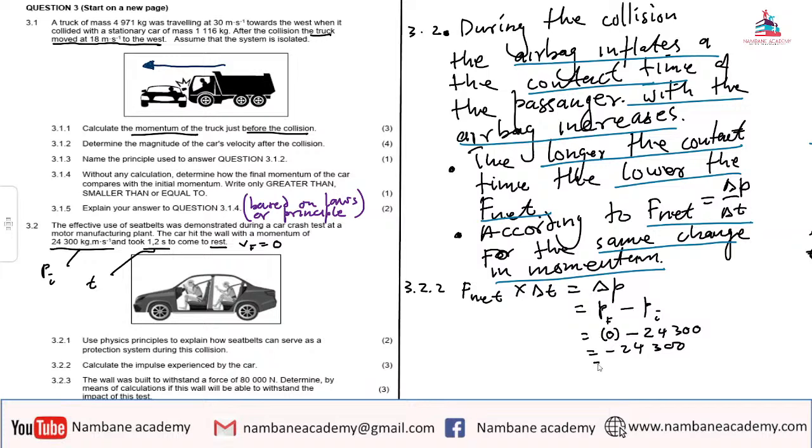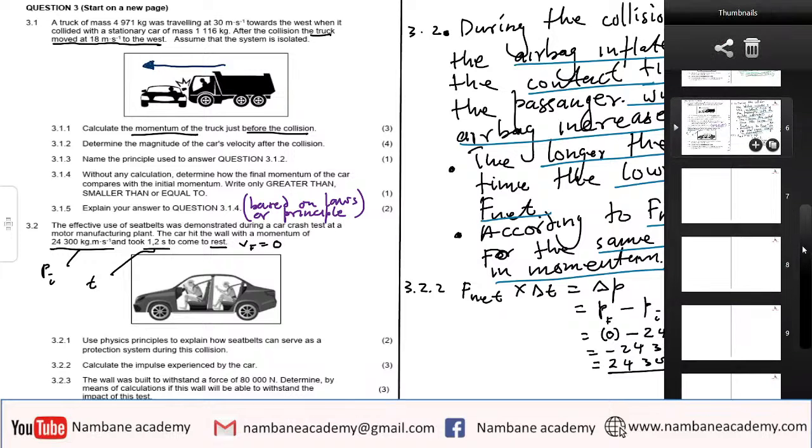It's giving us negative 24,300. Then our final answer there basically says negative 24,300 newton second. Newton second, ladies and gentlemen. And that's how easy it gets in terms of understanding how to answer this question. But because the answer was negative, we can say away from the wall. Away from the wall.